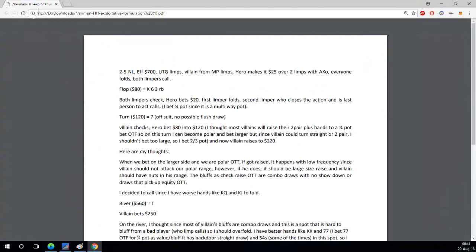The pot is $80. I did not consider the rake here. Flop comes king, 6, 3 rainbow. Both limpers check, and because this is multi-way, I bet a quarter pot. But this quarter pot, I do it with a variety: I even do it with queen, I do it with sevens. So I bet, the first limper folds, and the second limper, who has the responsibility to bluff catch as the person who closes the action and is last to act, calls. The reason I bet a quarter was only because this is 3-way.